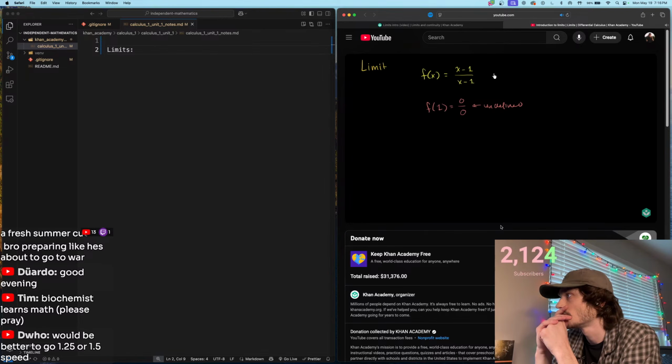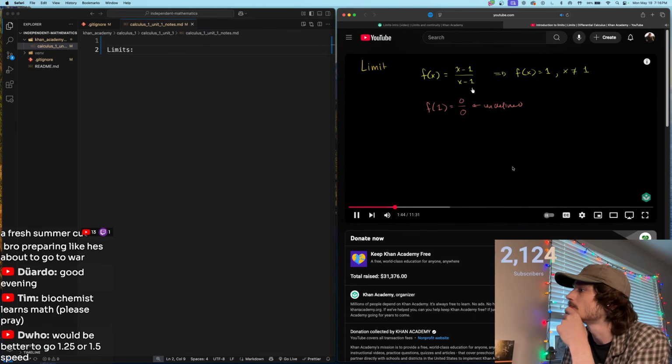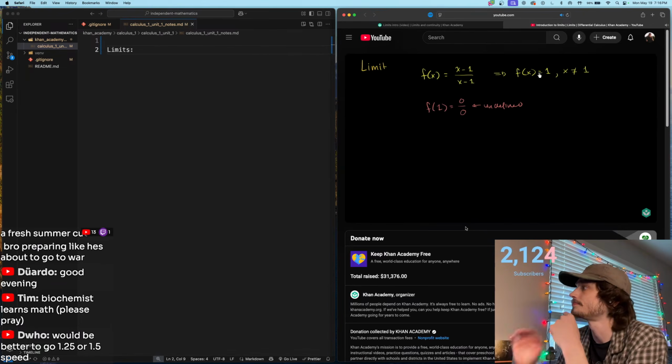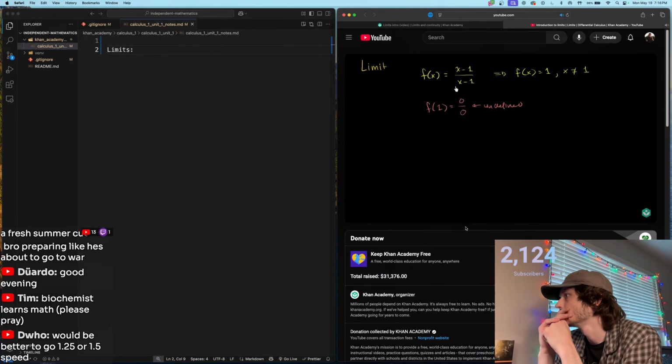You can say that this is the same thing as f of x is equal to 1, but you would have to add the constraint that x cannot be equal to 1. Now this and this are equivalent. Both of these are going to be equal to 1 for all other x's other than 1, but at x equals 1, it becomes undefined. This is undefined and this one's undefined. So how would I graph this function?